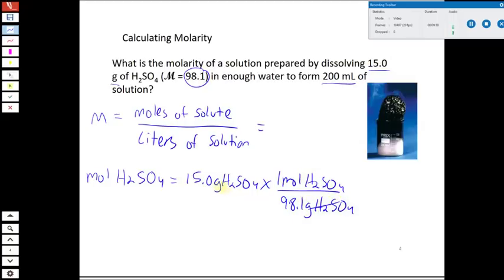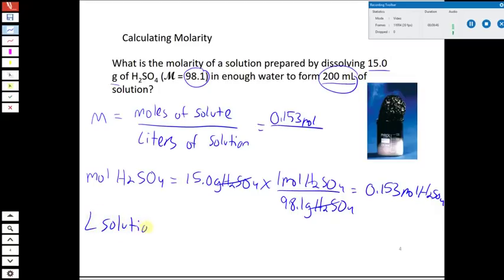All right, so grams cancels out, and we get 0.153 moles of sulfuric acid. That's the numerator in our molarity calculation. And then we need liters of solution, and this is again where units have to be accounted for carefully. We have 200 milliliters, so we have to convert that to liters, which is dividing by 1,000.